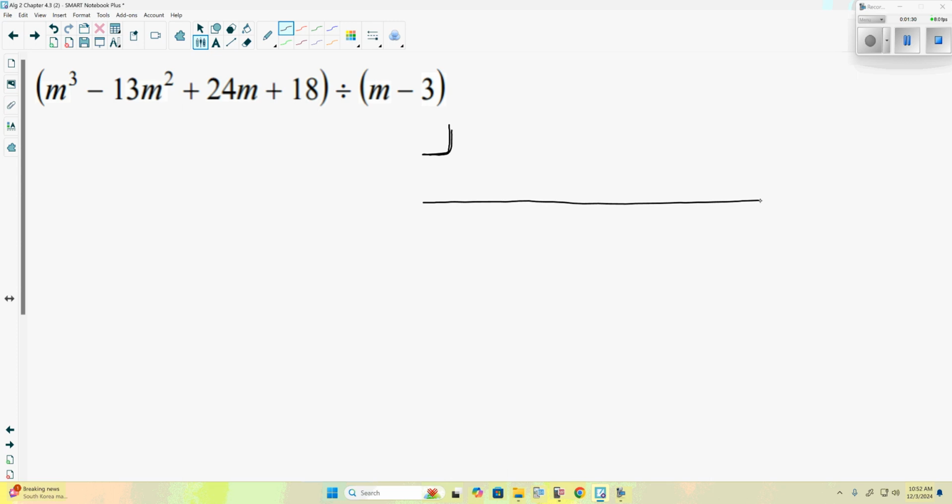Now, what goes inside the cubby comes from this part here, our m minus 3. So what we're dividing the problem by, we're going to set it equal to 0 and solve for the variable. So here, really, the variable at the biggest power, just the variable itself. So we have m minus 3. So we add 3. So m is equal to 3.